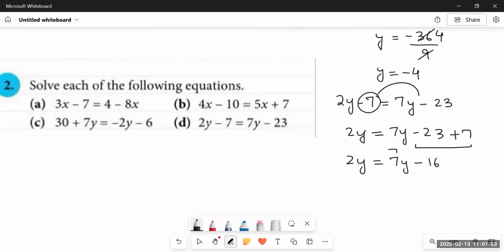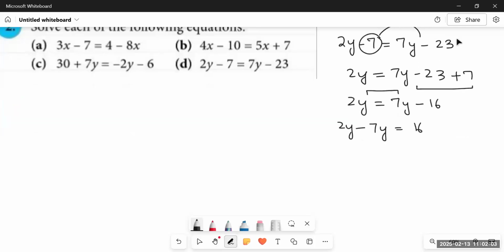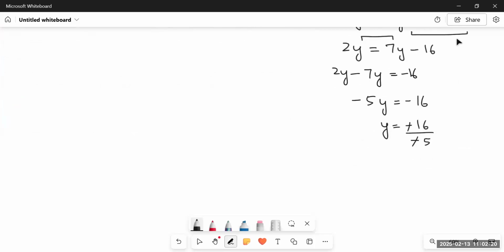Then what we will do, we will shift 7y to the other side. It would be 2y minus 7y is equals to minus 16. Then what will happen? We will simplify 2y with minus 7y, this would be minus 5y is equals to minus 16. And then y is equals to minus 16 upon minus 5. Minus minus cut. Now what we will do? We will convert it to the mixed number. 5 threes are 15 and 1 is the remainder. So this would be your final answer.